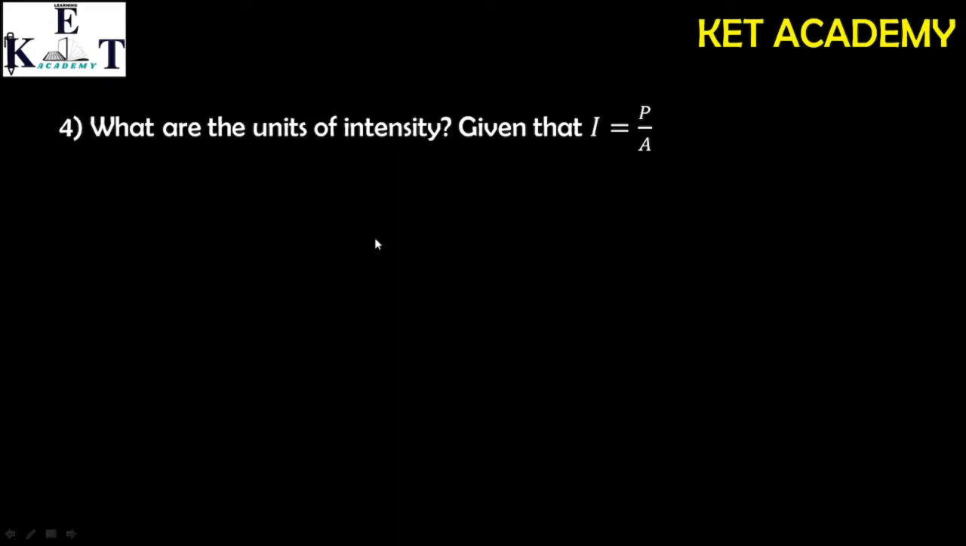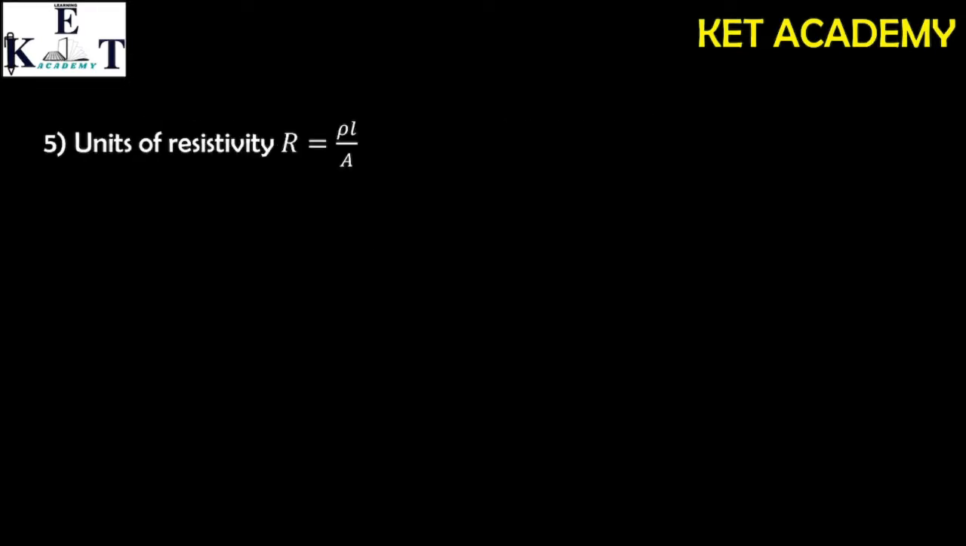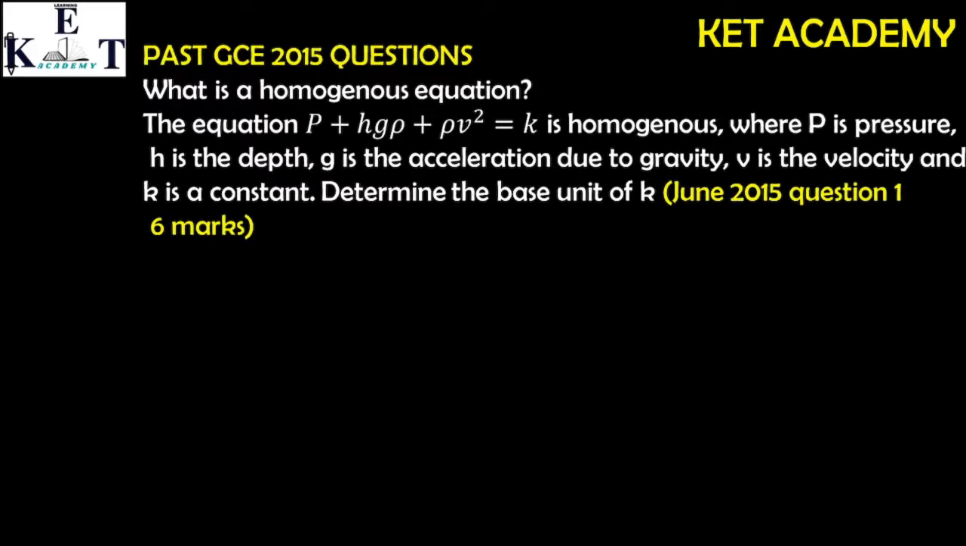So the last one, the fourth one, says: what are the units of the intensity, given that intensity is P all over A. So I'm still going to leave this as an exercise. I'm expecting you to solve this and put your solutions in the comment section. I'm going to check that out. So we are going to conclude by answering this GCE question.